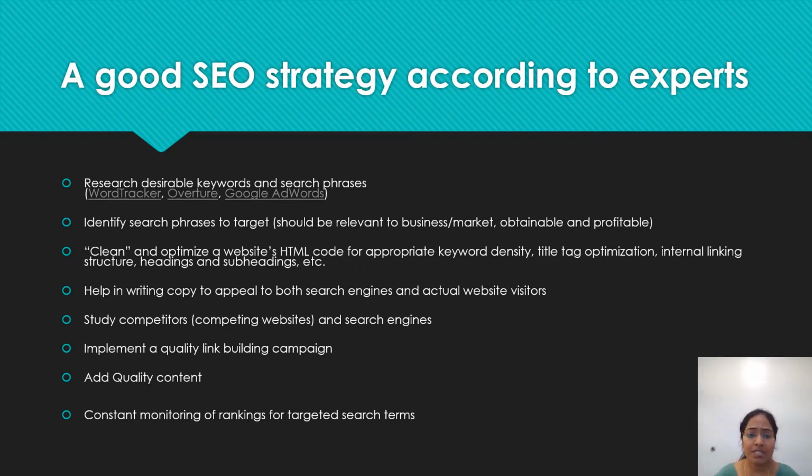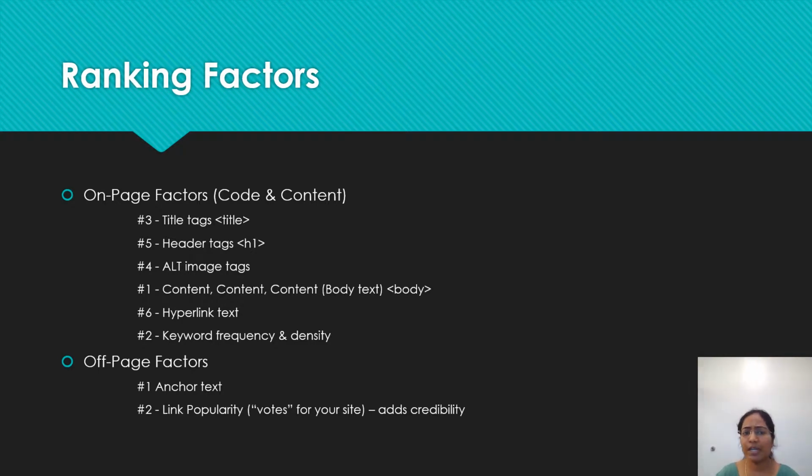Also, there is constant monitoring of rankings for targeted search terms. The search terms are ranked based on user searches, so there should be a mechanism to monitor these rankings in order to display in a search engine. So what exactly are the ranking factors? We have on-page factors and off-page factors. On-page factors deal with the code and content in a website.